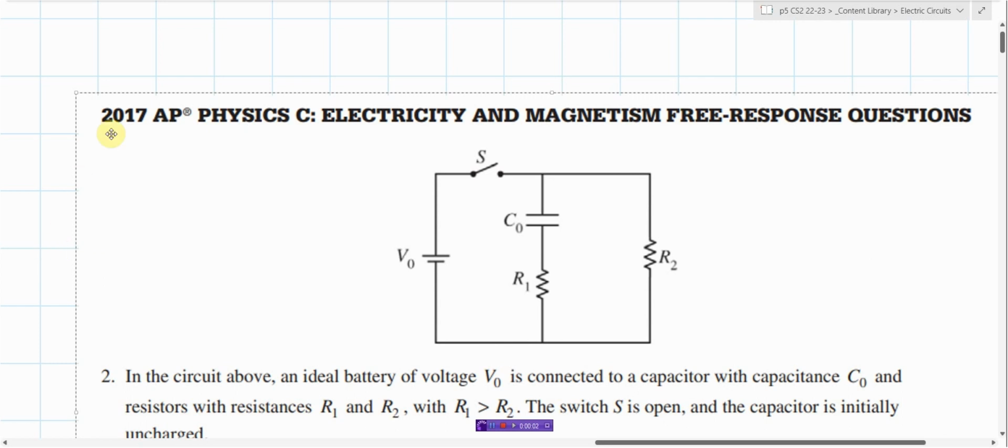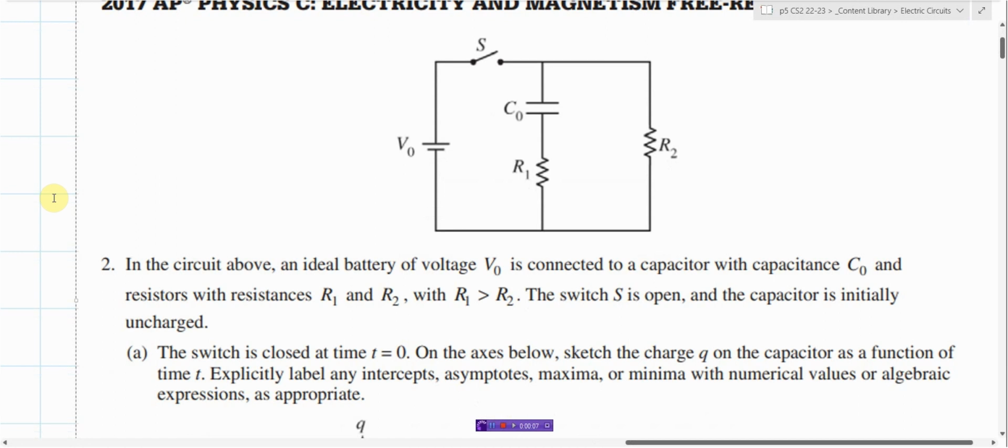All right, we're going to work our way through the AP Physics C E&M 2017 FRQ number 2. This is an excellent RC circuit problem, so we're just going to work through it as an example.